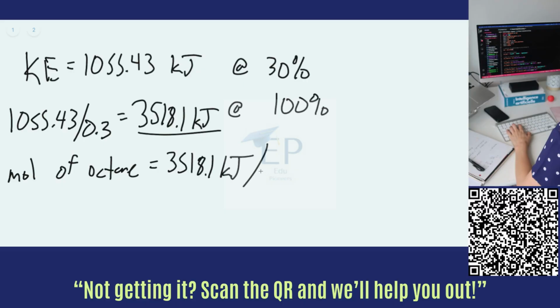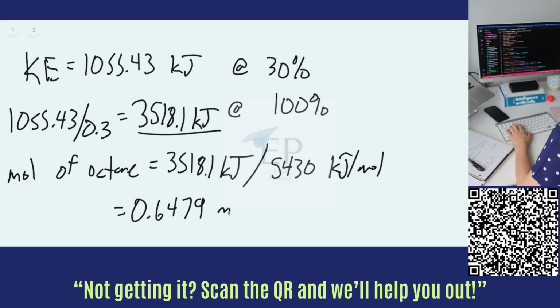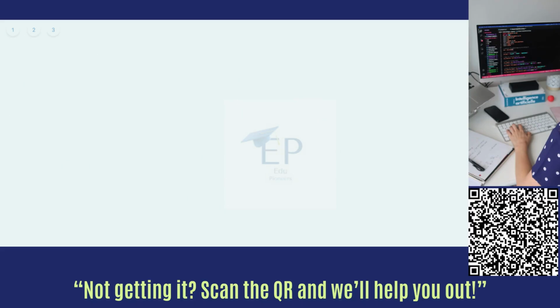And so now that we have that, we can determine the moles of octane by taking our number and dividing it by the heat of combustion of octane, which is 5,430 kilojoules per mole. And that gives us 0.6479 moles of octane, C8H18.